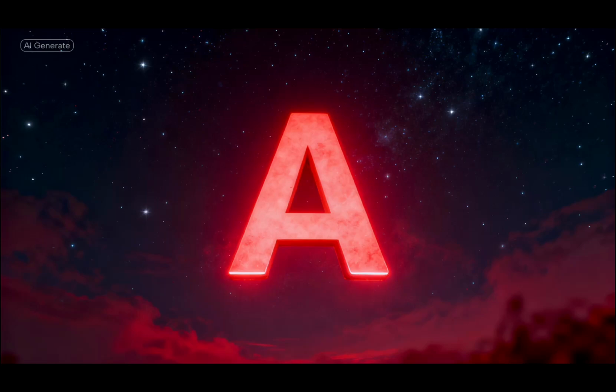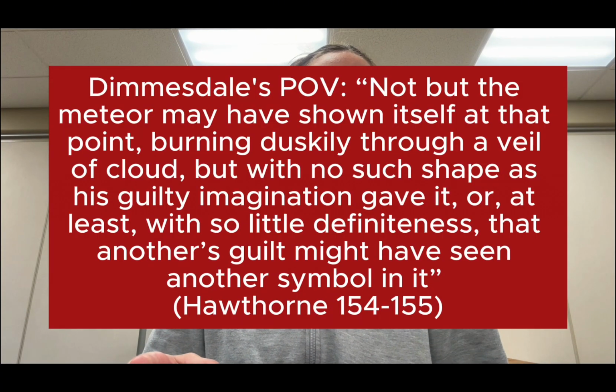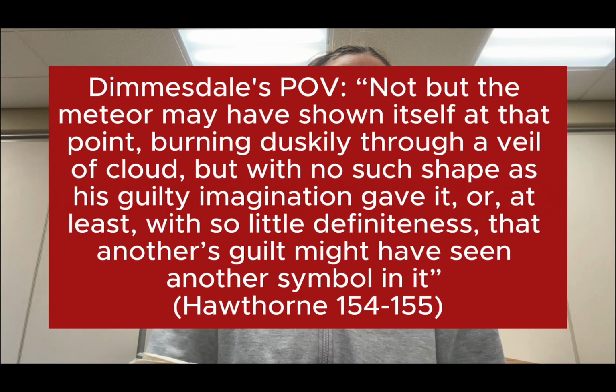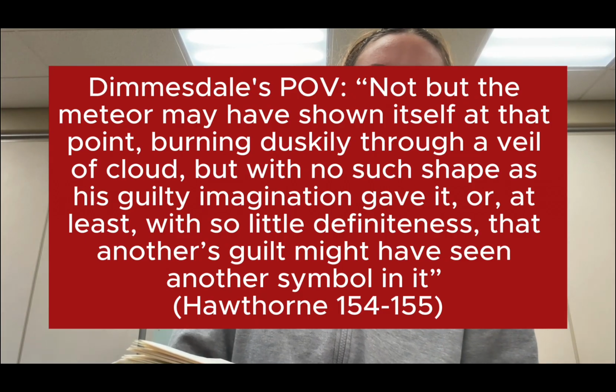Okay, now let's talk a little bit about the book and the different scenes in the book that show ambiguity. The first scene I'm going to be talking about is the glowing A meteor scene, where a glowing A lights up the town. Dimmesdale's perspective on page 154, he says, "Not but the meteor may have shown itself at that point, burning duskily through a veil of cloud, but with no such shape as his guilty imagination gave it, or at least with so little definiteness that others' guilt might have seen another symbol in it."